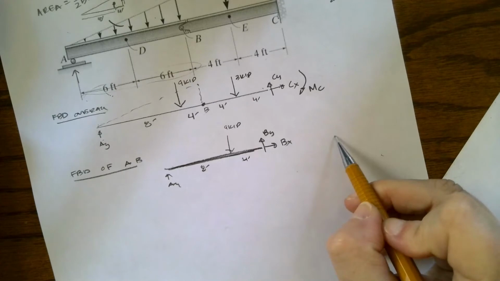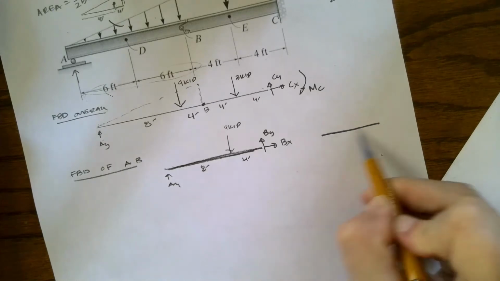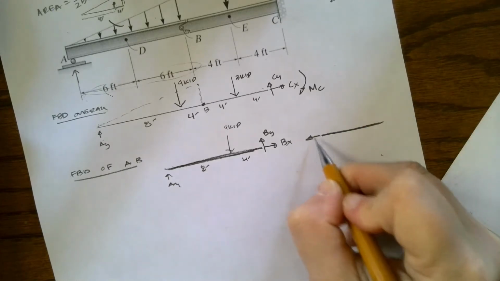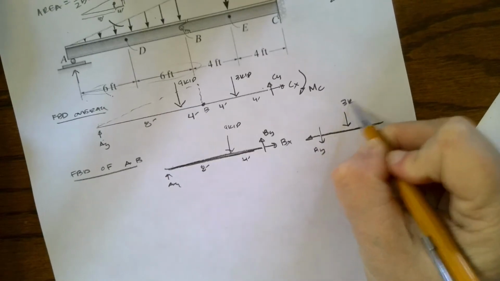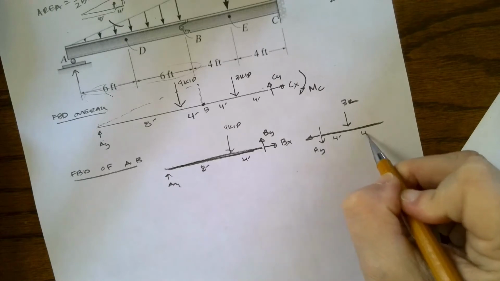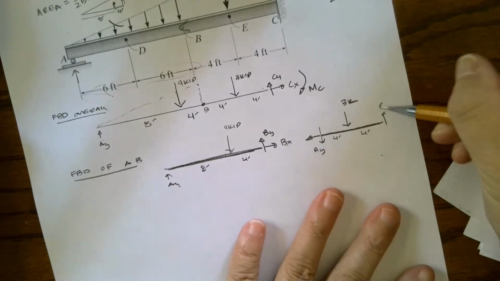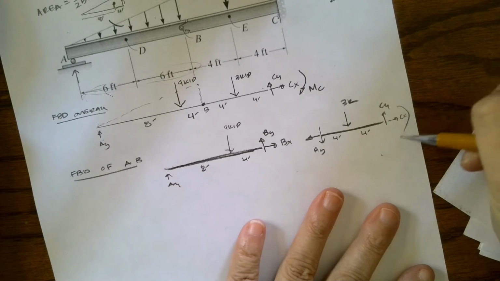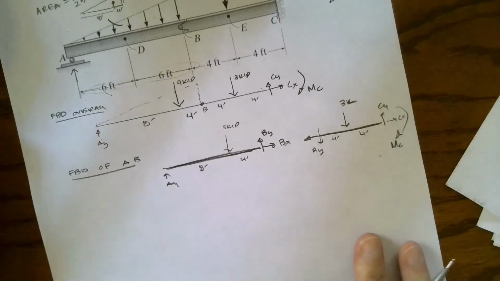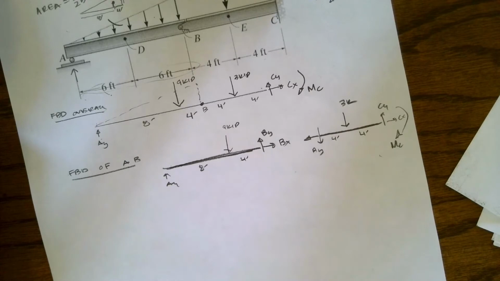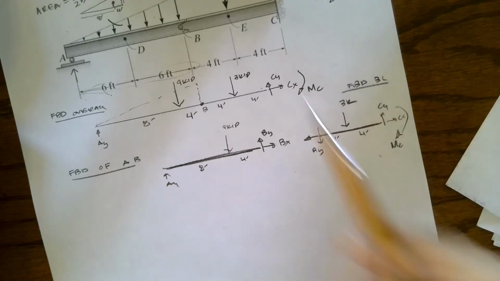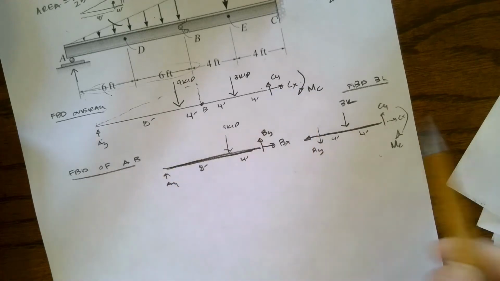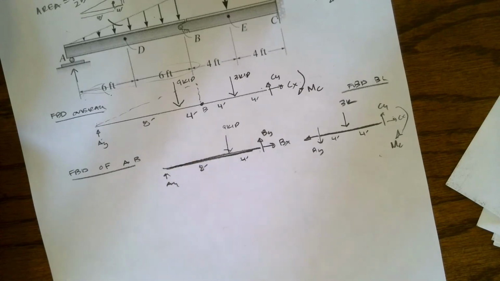If I wanted to, I could go ahead and draw this free body diagram over here, and I would have equal and opposite. 3 kips, 4 feet, 4 feet, and then CY, CX, and a moment at C. So I have 2 free body diagrams to work with here, and this one has 1, 2, 3, 4. That's too many. 1, 2, 3, 4, 5. Way too many. I'm going to start right here.